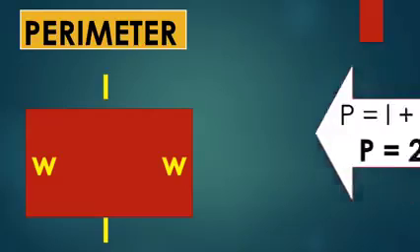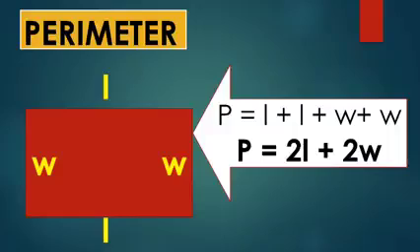So to find the perimeter of a rectangle, simply add all the given sides. That is L plus W plus W, or we have P is equal to 2 length, or 2L, plus 2 width, or 2W. So this is the formula in finding the perimeter of a rectangle.